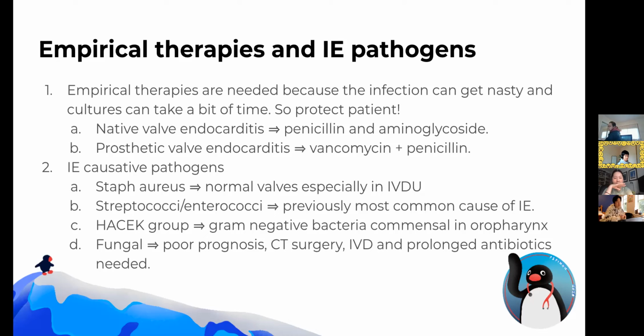And in terms of causative pathogens, you have Staph aureus, strep, HACEK group. I had no idea what that meant, but it's just through revising it. HACEK group just basically means gram-negative bacteria commensal in your oropharynx. And your HACEK group are usually subclinical infective endocarditis, so the symptoms are not as clear on that. As well as fungal, right? Because you want to give empirical therapy as well.